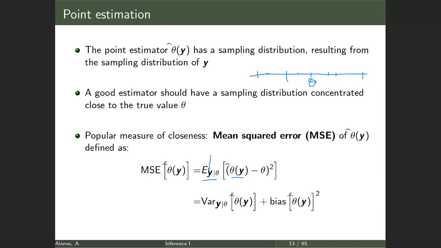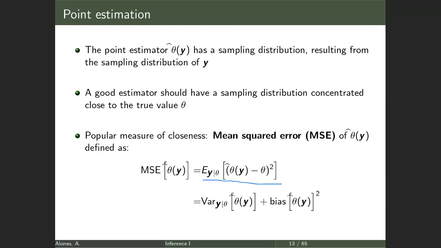Because theta hat is a function of y over here, but as an average, you want your estimator to be close to the true value. So the mean square error is just the average distance between your estimator and the true value you're trying to estimate. And if, as an average, that distance is small, then you will say you have a good estimator. Now you can do a little bit of math, and you can see that this average distance can actually be decomposed.